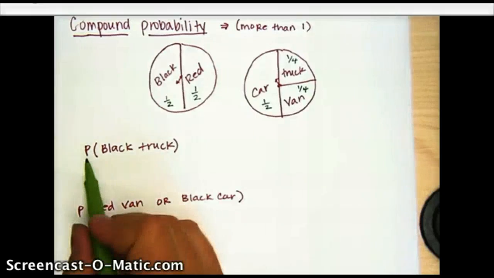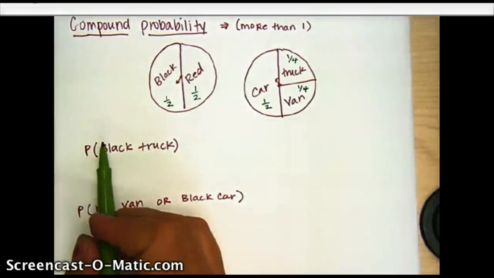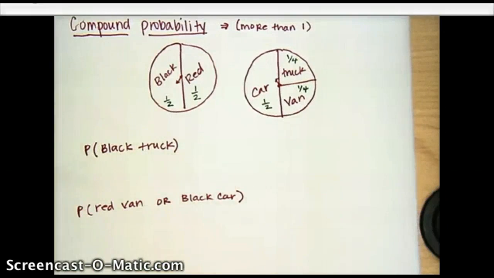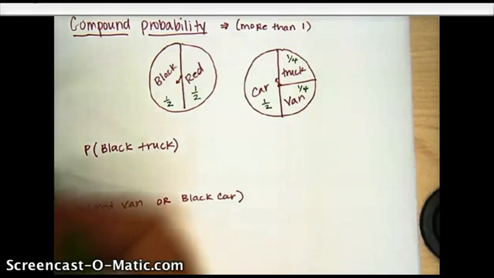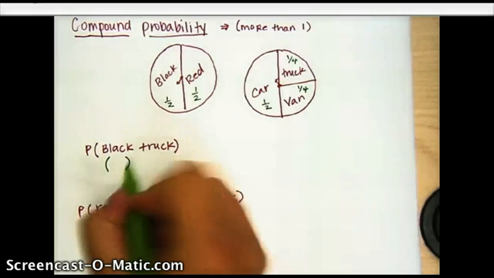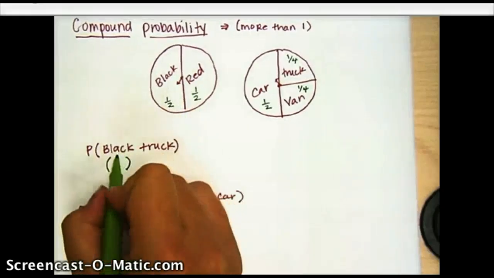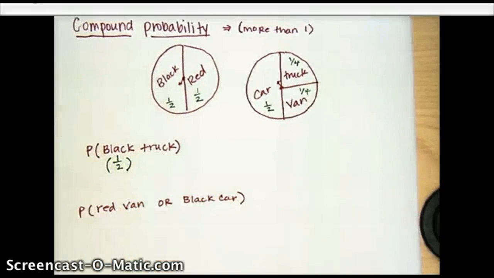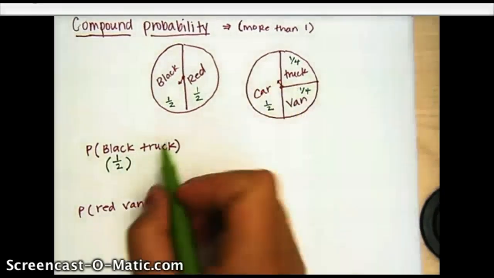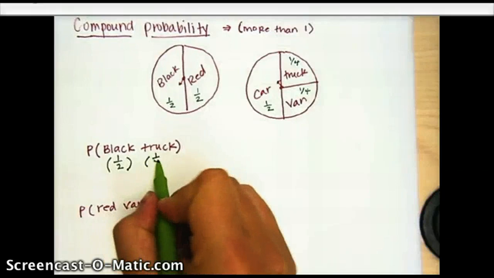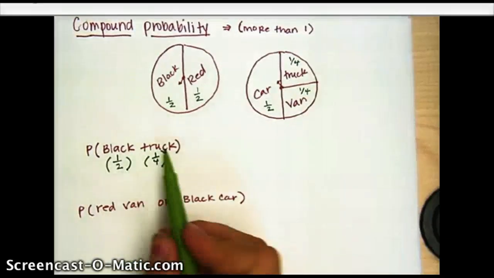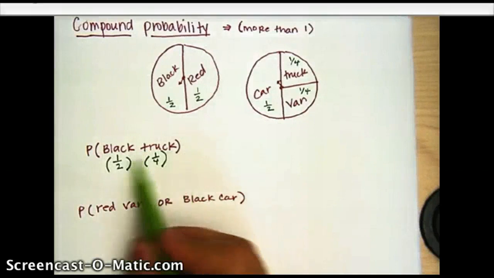So I want to know what's the probability that I spin a black truck for my new vehicle. Well, what you need to do is first figure out what's the probability of getting a black. Well, we already did that. If you look at our spinner, I have a 1/2 chance of landing on that black section. And then if you look at the second spinner, I have a 1/4 chance of landing on a truck. Now the problem is, what do we do with these two probabilities?